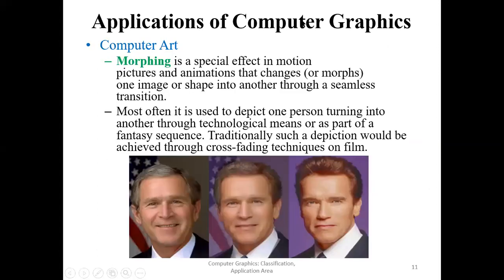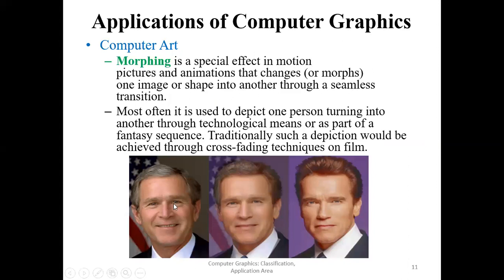Then we use computer graphics in computer art. So here is an example. The example is called morphing. As you can see, morphing is a special effect in motion pictures and animation that changes or morphs one image or shape into another through a seamless transition.